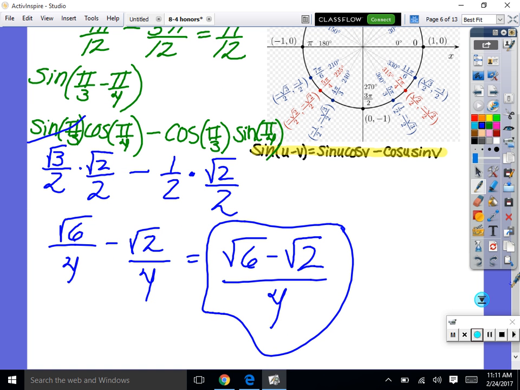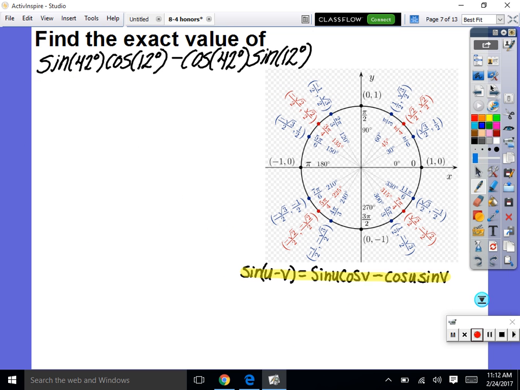Everybody good? So it almost would have been easier to think about it as degrees, right? Couldn't we have changed pi 12ths into degrees and then thought about it a little bit easier? Way easier, right? Okay. So I don't mind if you do that.